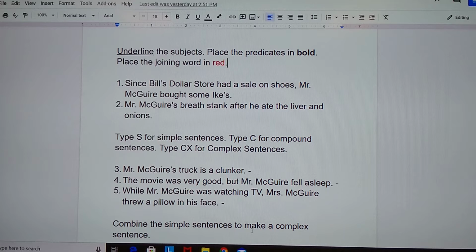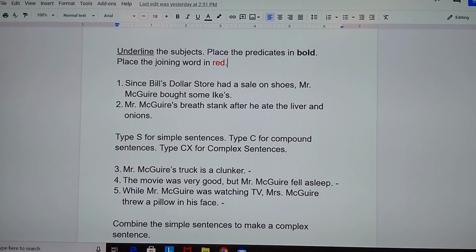Here are the instructions. Underline the subjects. Place the predicates in bold. Place the joining word in red. Number 1, since Bill's dollar store had a sale on shoes, Mr. McGuire bought some Ikes.